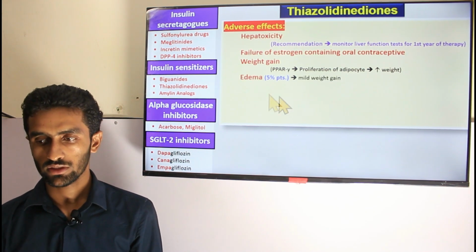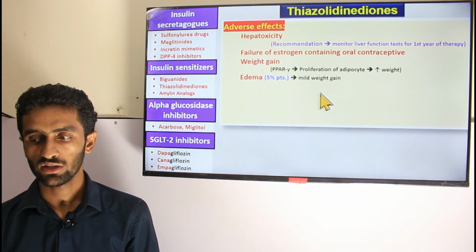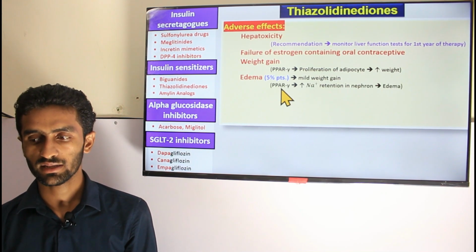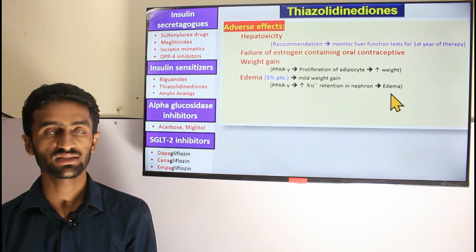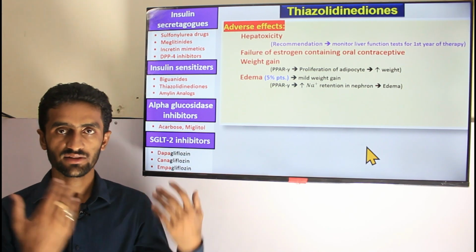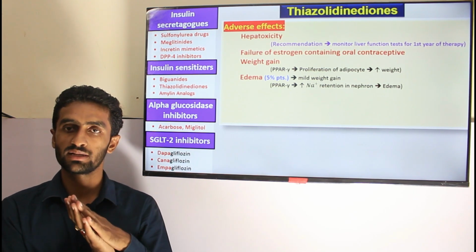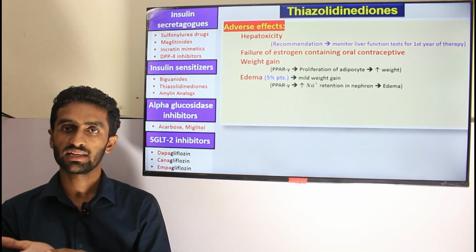Okay, so they cause edema in about 5% of patients, and this also contributes to weight gain. PPAR gamma actually increases sodium retention in the nephron, which is responsible for the edema. So they increase fluid retention, which causes the edema. You should consider this in the cardiac patient, because with edema there will be an increase in the level of fluid.